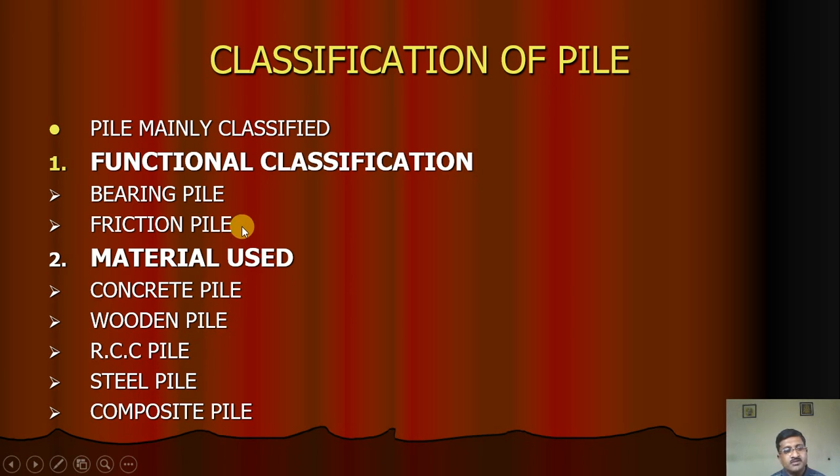Friction pile: when the hard stratum is at a great depth, we cannot rest the end of the pile on that stratum. Instead, the friction between the surface of the soil and the surface of the pile takes the load which is coming from the superstructure. So that is called a friction pile.